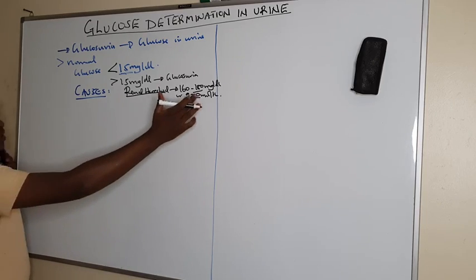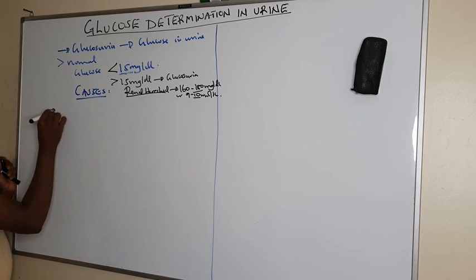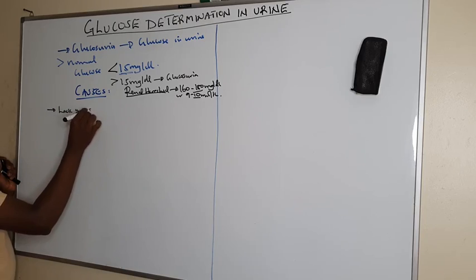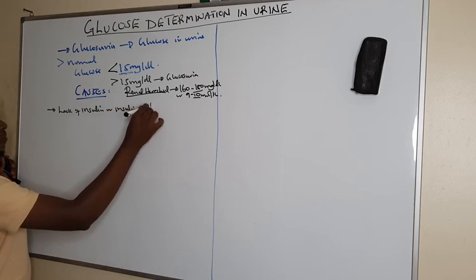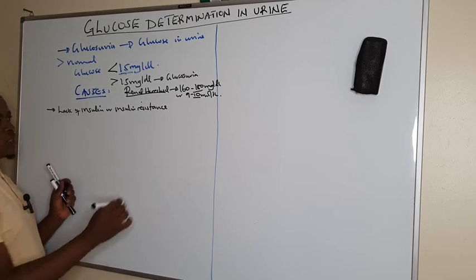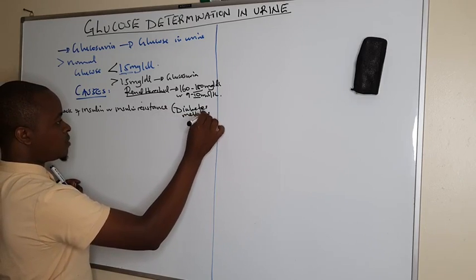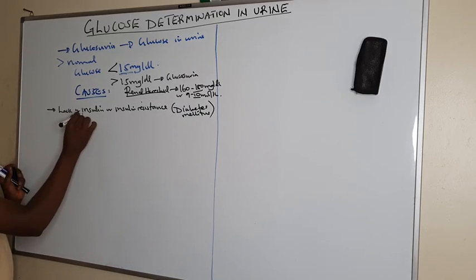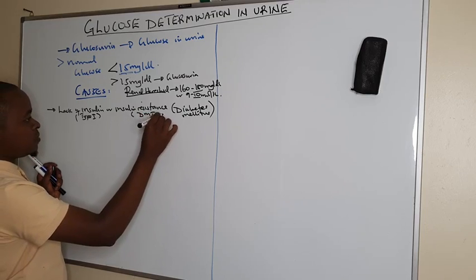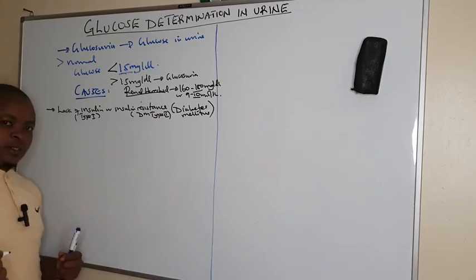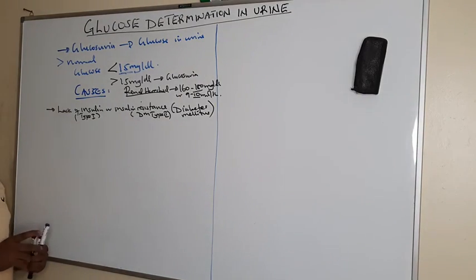And the causes, which causes your glucose level to go beyond 180 milligrams per deciliter or beyond 10 millimoles per liter, one of the causes is lack of insulin or insulin resistance. So lack of insulin or insulin resistance, this is seen in diabetes, chronic diabetes mellitus. Lack of insulin, that is type 1, diabetes type 1, and insulin resistance is diabetes type 2. So all these can lead to glucose appearing in urine. But the most common cause is type 1, but also type 2 can cause glucosuria.